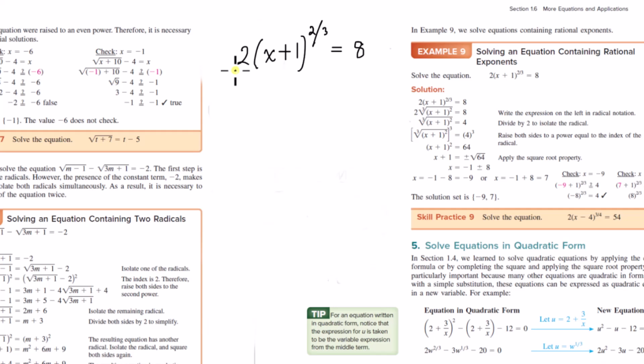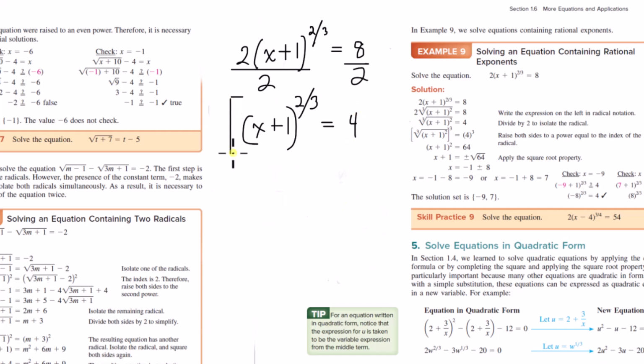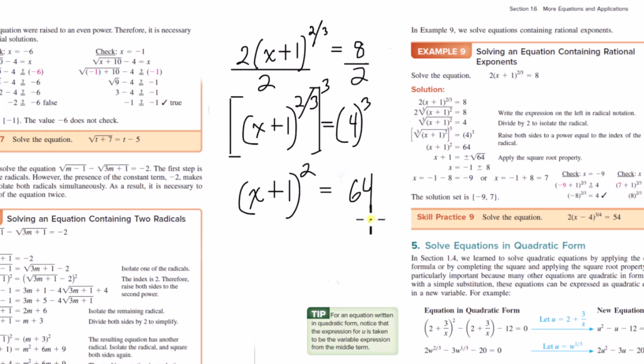Okay, so here we divide both sides by 2. We're left with x plus 1 to the 2/3 is equal to 4. But now we have a cube root, a third root radical. So we want to raise both sides to the power 3 here. And we're left with x plus 1 squared is equal to 4 cubed, which is 64.